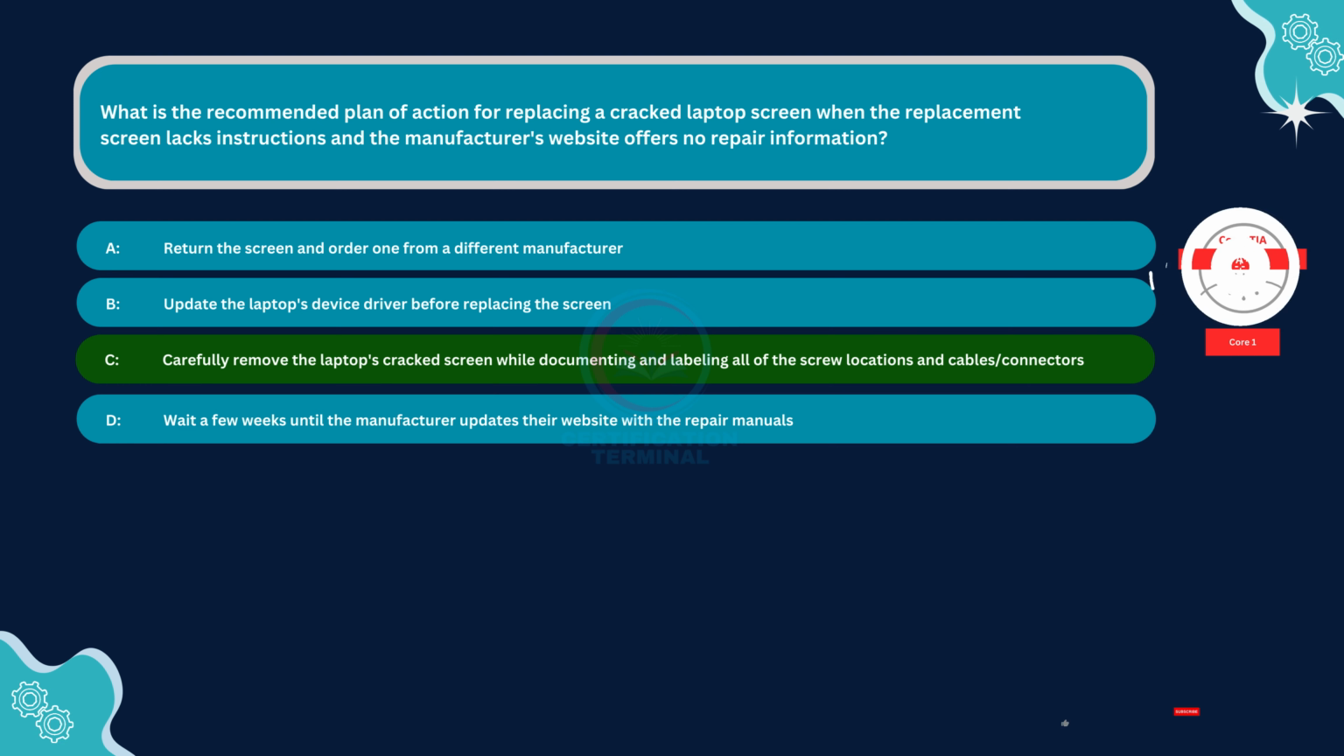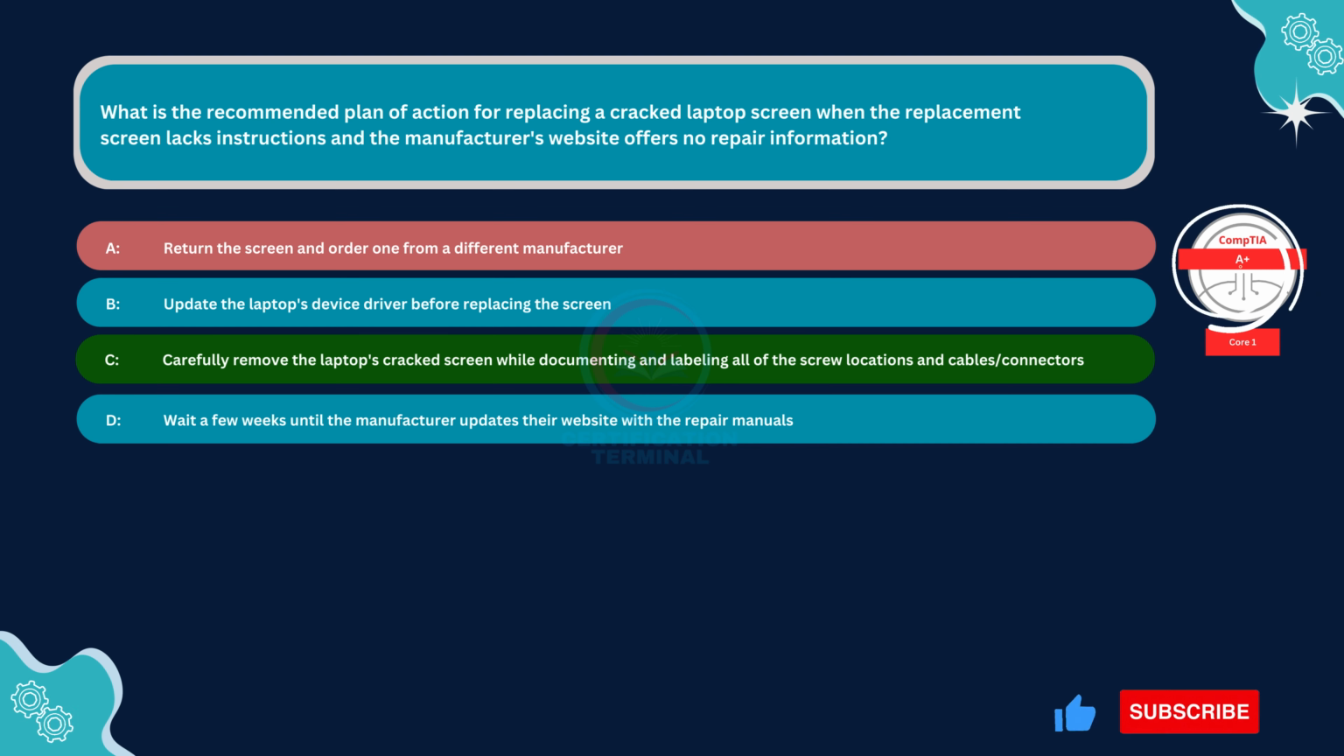This provides a practical and proactive approach to the situation. By carefully removing the cracked screen while documenting and labeling all screw locations and cables or connectors, you can ensure that the replacement process is smoother and more organized. This approach allows you to proceed with the replacement even without specific instructions, as you are taking precautions to maintain clarity throughout the process.